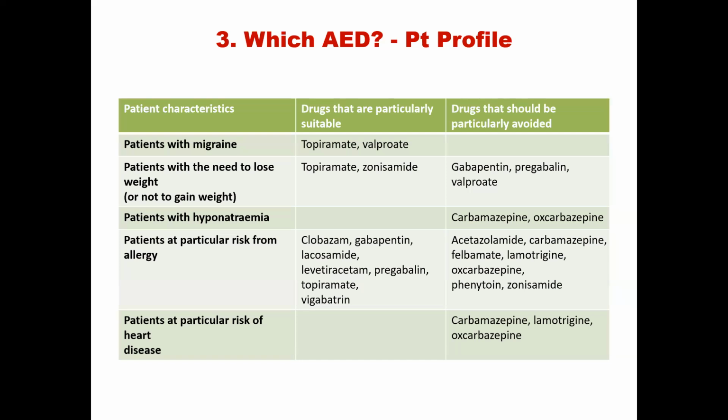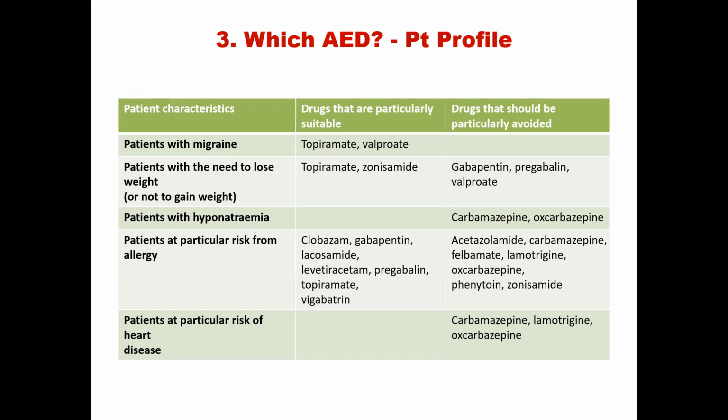If the patient wants to lose weight, or does not want to gain weight, again topiramate and zonisamide would be the better option. Gabapentin, pregabalin and valproate will increase body weight, so in the setting of obesity, obstructive sleep apnea and polycystic ovarian disease, better you avoid these drugs. If the patient has a history of chronic or acute hyponatremia, you should avoid carbamazepine or oxcarbazepine derivatives.